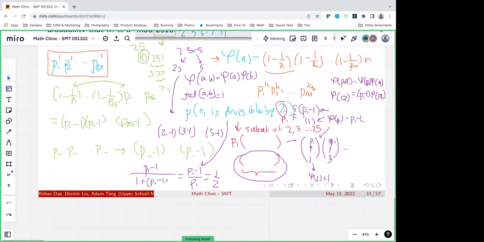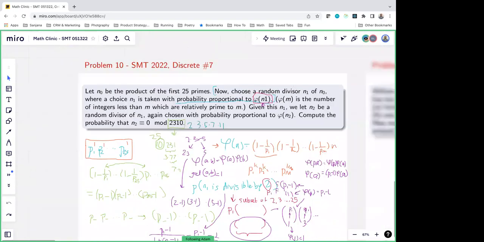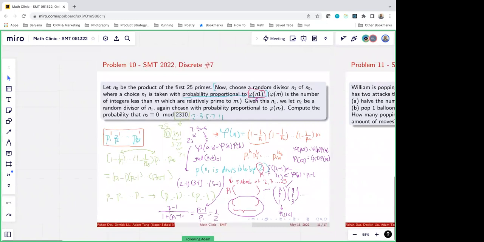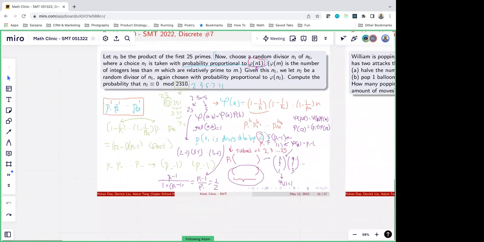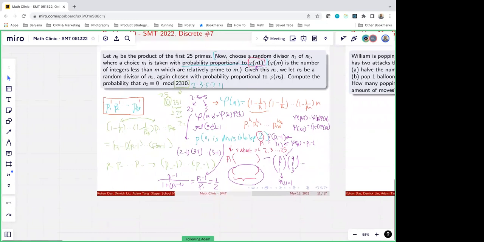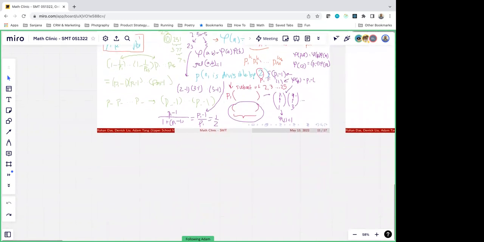And this is regardless of our choice of the other prime factors. So what this tells us is that the probability that N1 is divisible by 2 is 1/2. And if we want this to be 0 mod 2310, that means it's divisible by each of 2, 3, 5, 7, 11. So pretty much we can draw a tree. Let's just draw this tree here. We start with P1, P2, through P25.